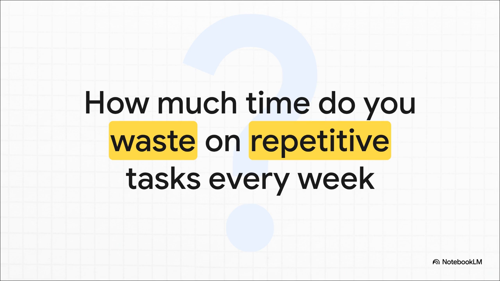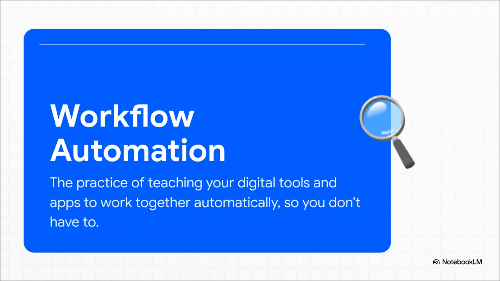This isn't just about getting time back. It's about reclaiming your brain power for the work that actually matters. And the solution to this problem? It has a name. And that solution is workflow automation. It sounds fancy, but at its heart, it's a really simple idea. You're just teaching your software and your apps how to talk to each other so they can do the work for you. You set it up once, and it just runs in the background.